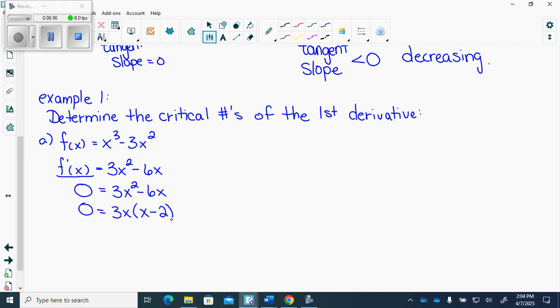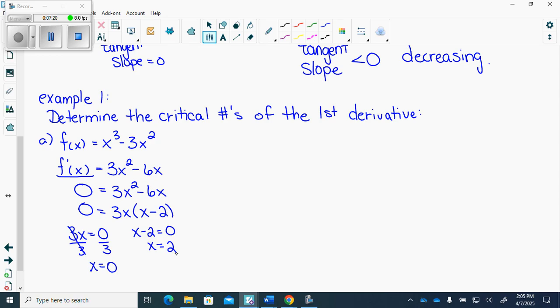Then what do we do? Set them equal to 0. 3x equals 0. Divide by 3. X equals 0. And this one, x minus 2 equals 0. X equals 2. On our calculator, where are the mins and maxes at?